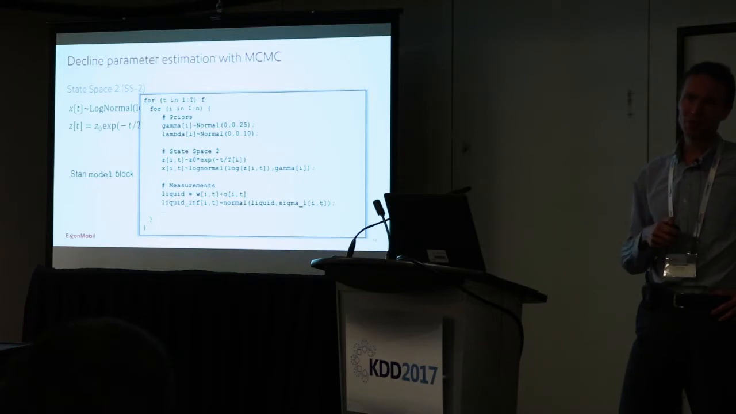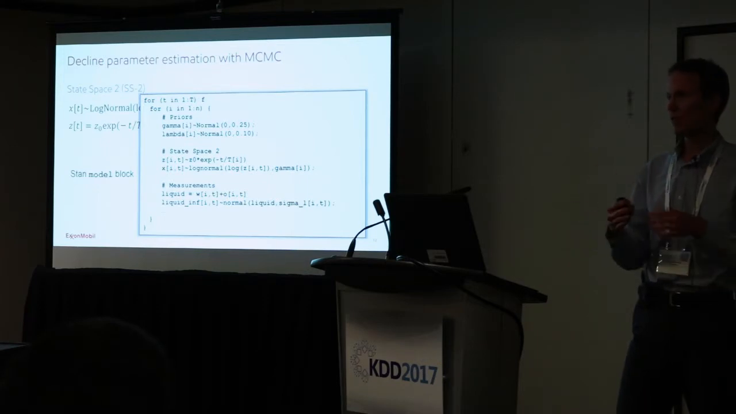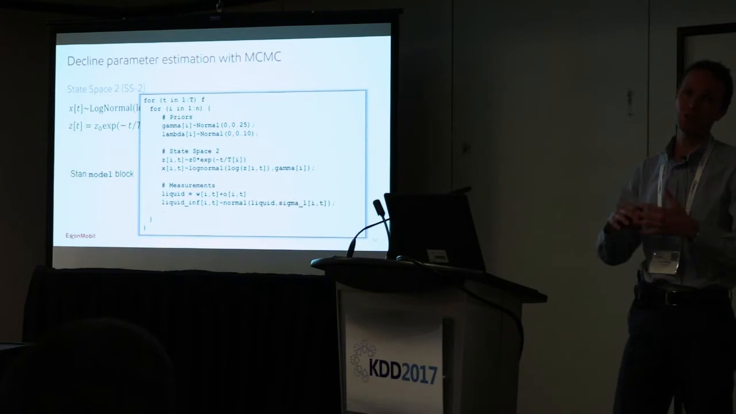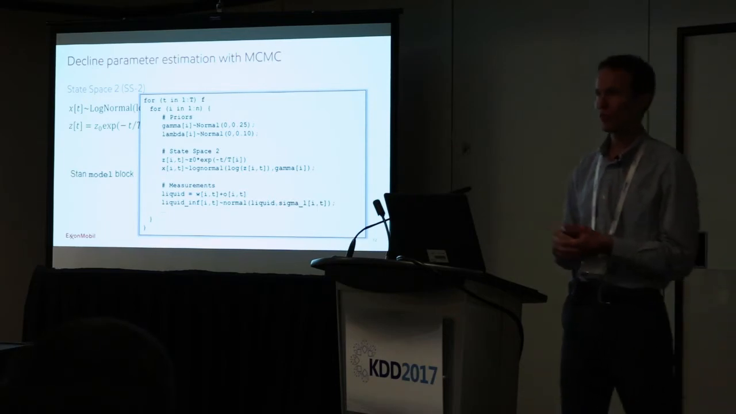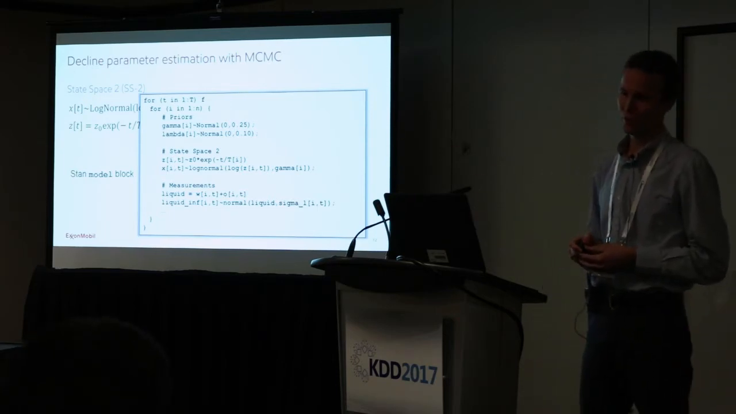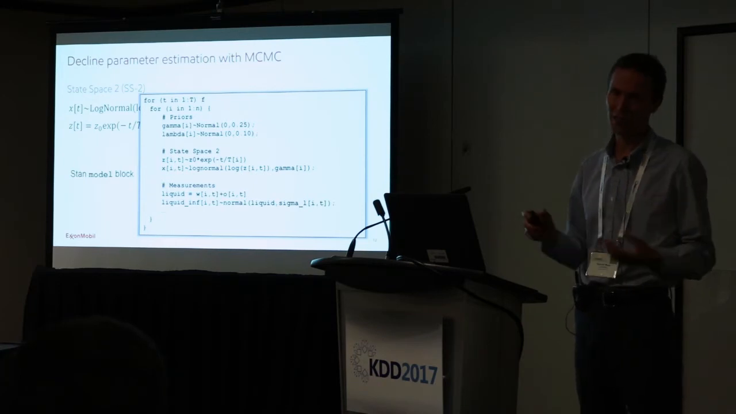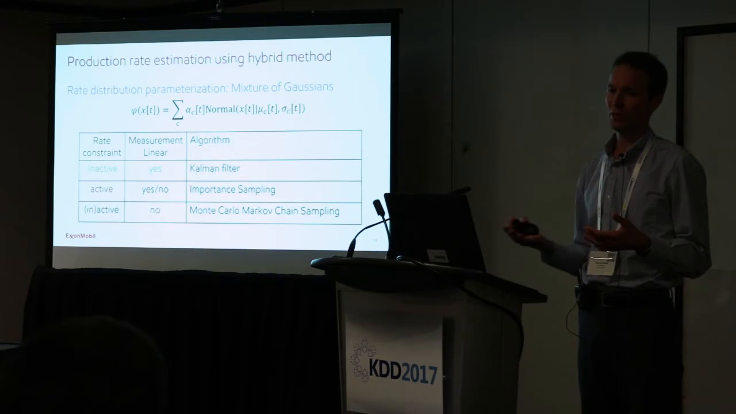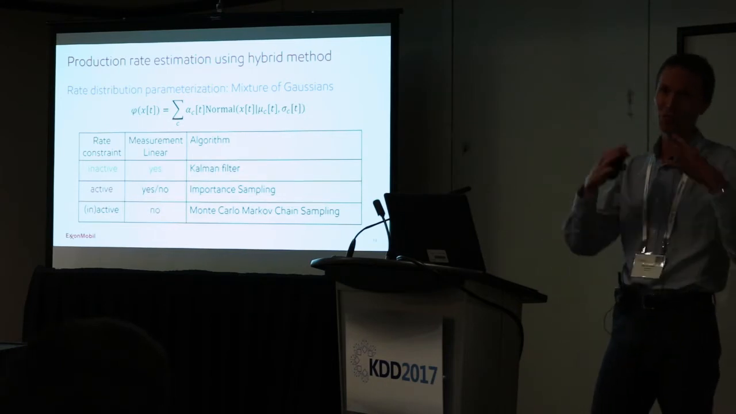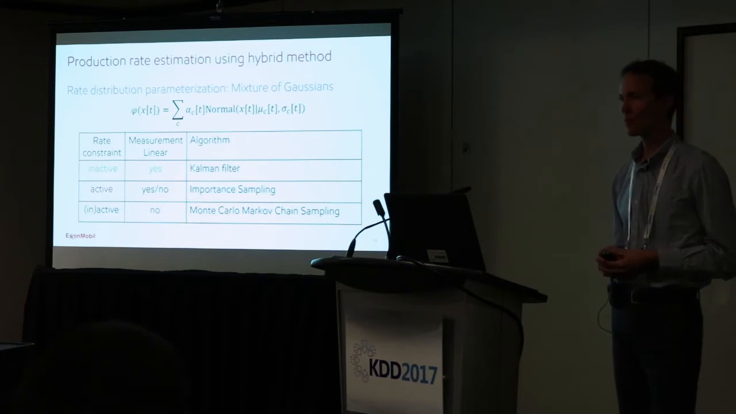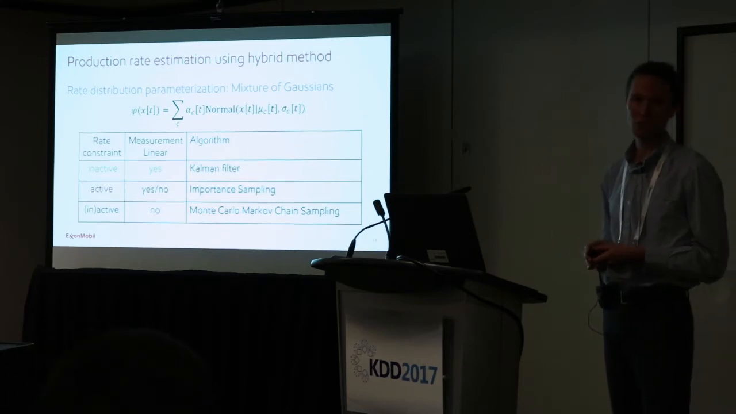But as said, this is relatively computationally expensive. If you would expand this to estimating all the individual rates, you would get a very high dimensional space and it would just take too long. It works, we have made it work, but to accelerate this greatly, we need to devise a separate method for production rate estimation, so given the decline parameters. So for this we use a mixture of Gaussians.